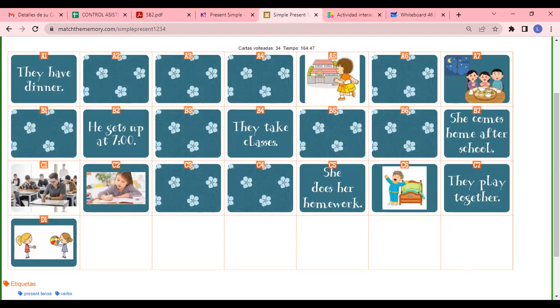Next volunteer. Volunteers. B3. Okay. Está fácil. A4. A4, okay. No. Nah, está fácil. Tell me. Okay, Wilber Beltran, tell me, mister. C4. Okay, C4.